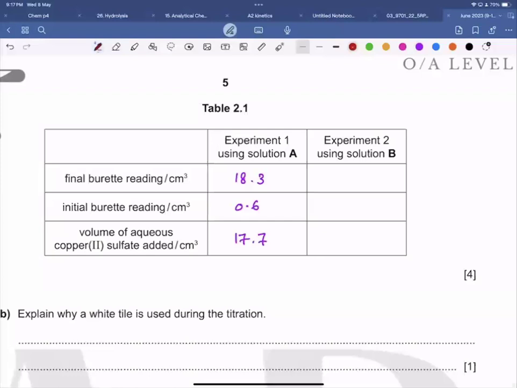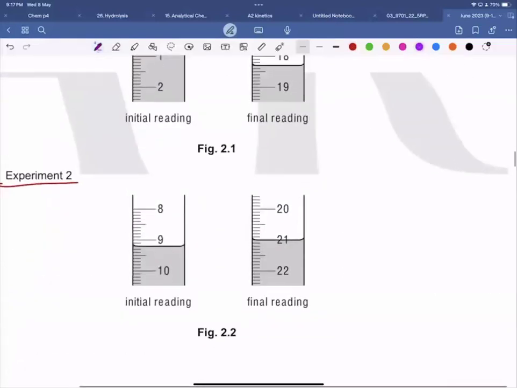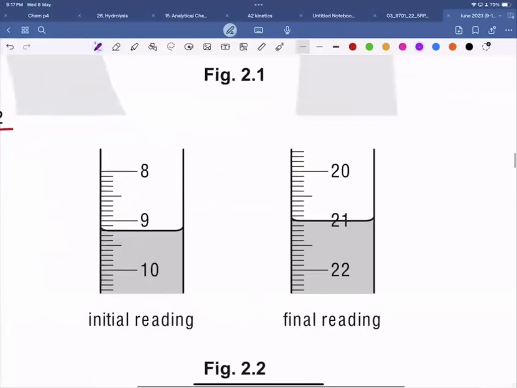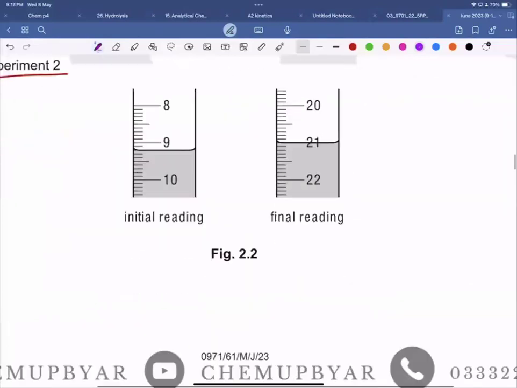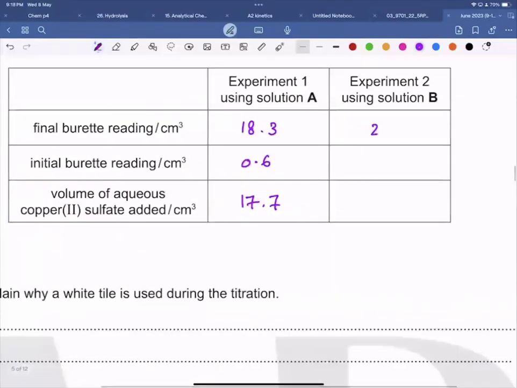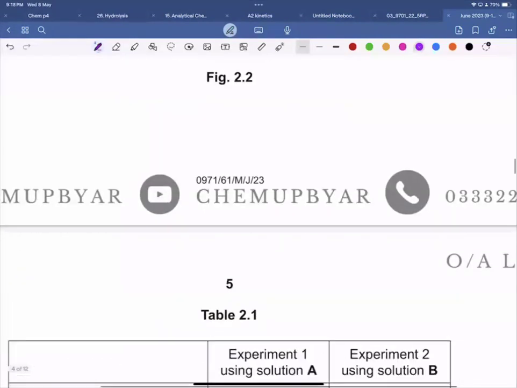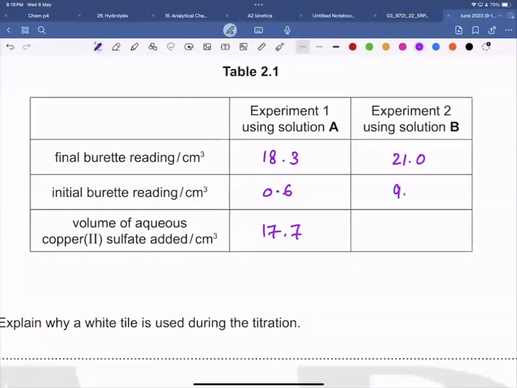Now, for experiment 2, the initial is 9.2 and the final is 21, right? So the final burette reading is 21.0. Do remember, if it's 21, you don't just write 21, you have to put one decimal place. And the initial was 9.2. So when you subtract, 21.0 minus 9.2 gives 11.8. So these are the volumes.